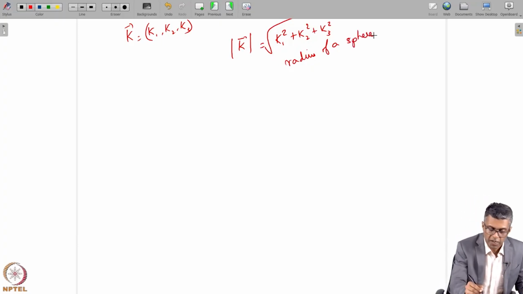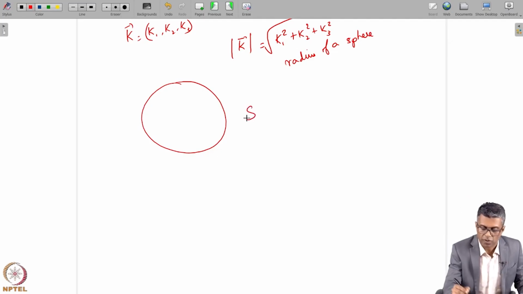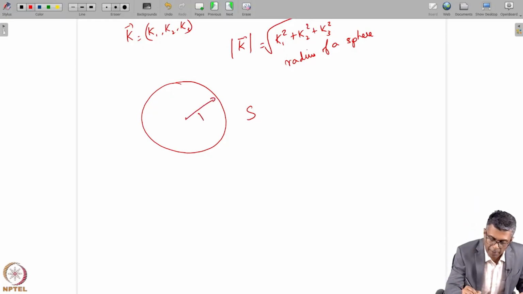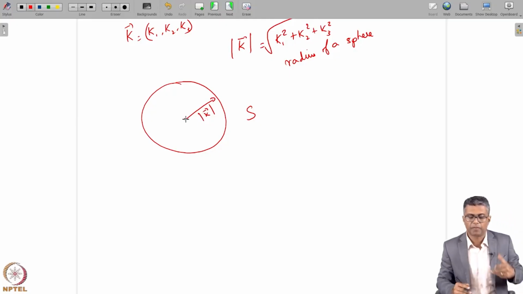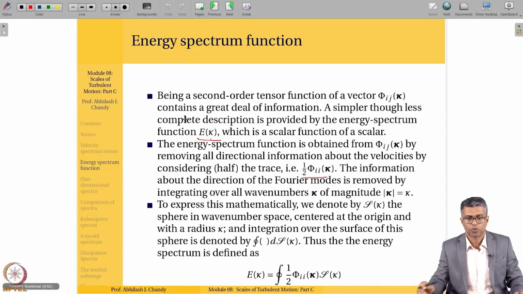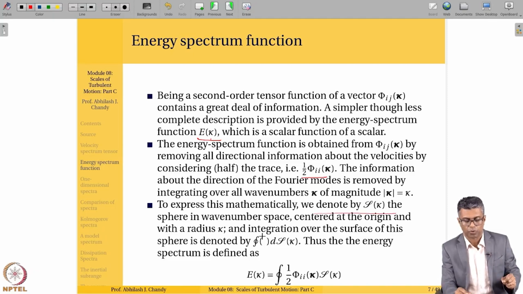So in that sense, what if we consider a sphere S? And I'm drawing it like a circle, but you get the idea, which has a radius kappa magnitude given by, in 3D space, square root of kappa 1 squared plus kappa 2 squared plus kappa 3 squared, isn't it? That is what we are saying here. So we denote S of kappa, the sphere in wave number space, centered at the origin with a radius kappa as in magnitude, and integration over the entire surface would be denoted by the integral dS of kappa. So if you want to take the energy spectrum, you can just take E of kappa as half phi I of kappa over the entire sphere, S of kappa.